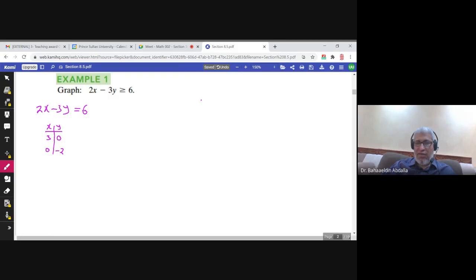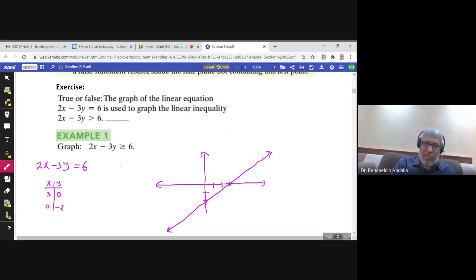So I have 1, 2, 3. This is the point 3, 0, and 0, negative 2. And now I draw the line that connects these 2 points. There is the greater than or equal sign, so I draw a solid line like this. So this is the line 2x minus 3y equals 6. So this is the first step.